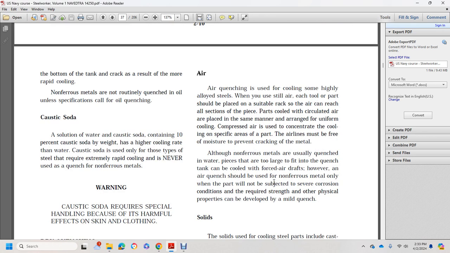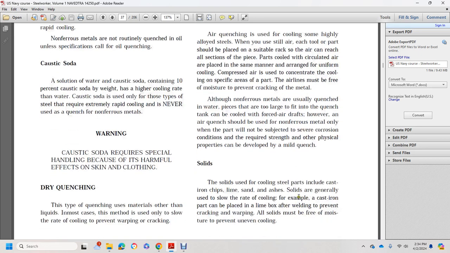Although non-ferrous metals are usually quenched in water, parts too large to fit in the quench tank can be cooled with a forced air draft. However, an air quench should be used on non-ferrous metals only when the part is not subject to severe corrosion conditions, and the strength and other physical properties can be developed by a mild quench.